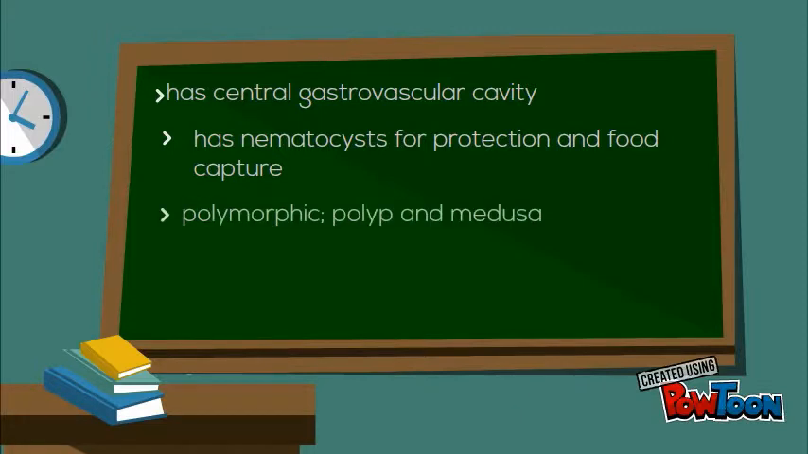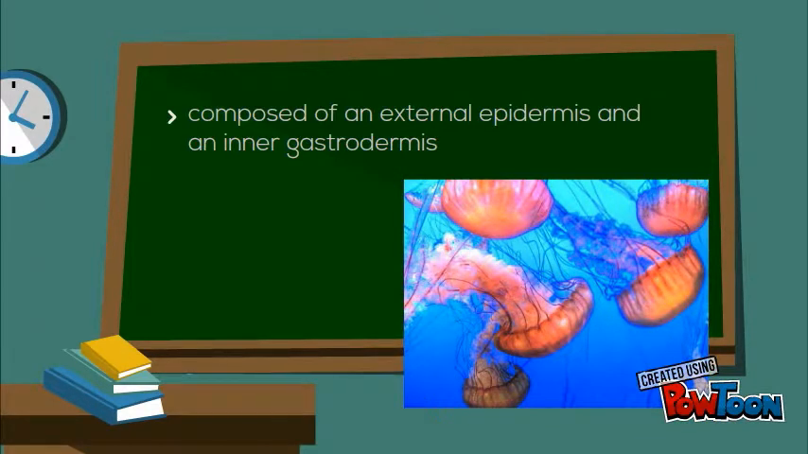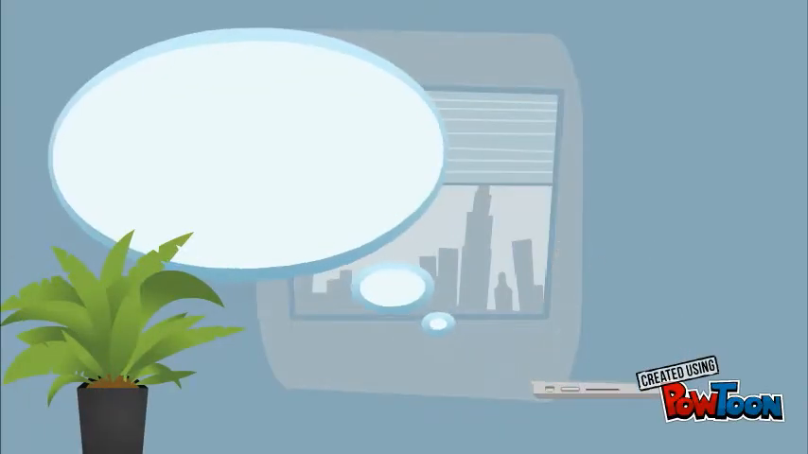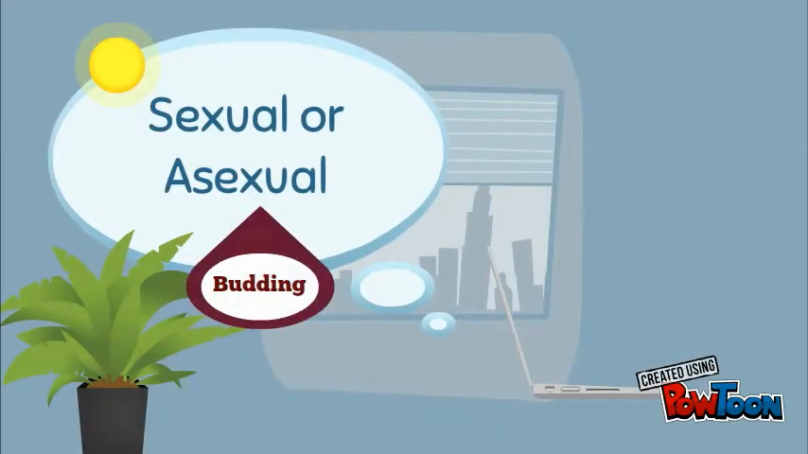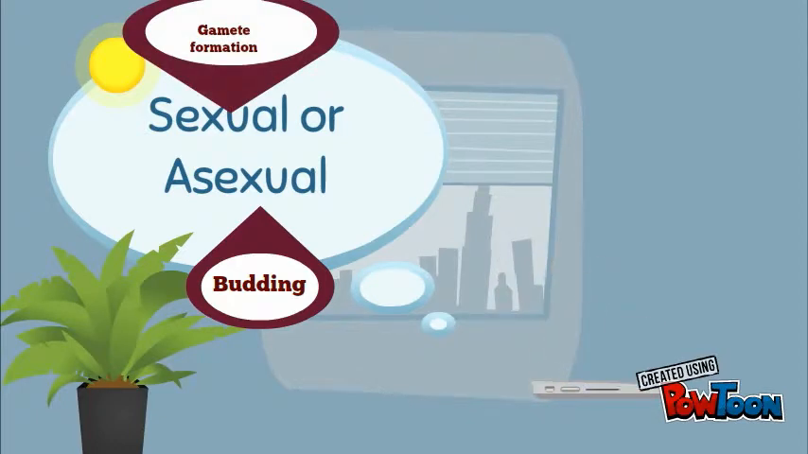Cnidarians are polymorphic, which means they have two body types, polyp and medusa. Cnidarians are composed of an external epidermis and an inner gastrodermis. They do not have an anus. The reproduction of cnidarians is either sexual or asexual: budding in asexual and gamete formation in sexual.